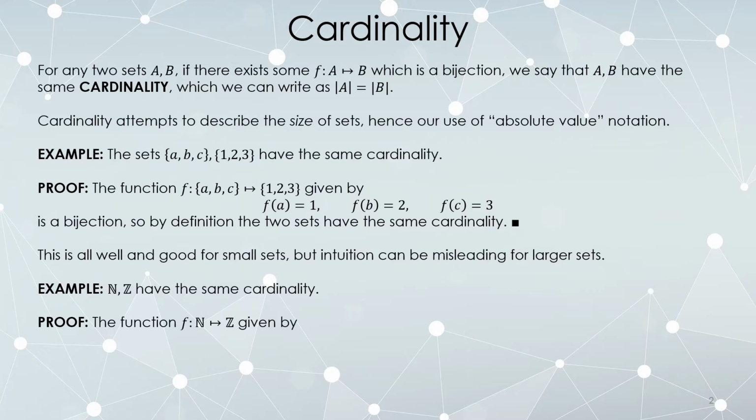Here's a function that works, and again, it's not the only one. If you have an even natural number n, spit out n over 2. If you have an odd natural number, compute n plus 1, then divide by 2, and take -1 times that. This is actually a bijection whose domain is the natural numbers and whose range is all integers, meaning there's a bijection between the natural numbers and the integers. They have the same cardinality. There are exactly as many natural numbers as there are integers, even though the natural numbers are a subset of the integers.